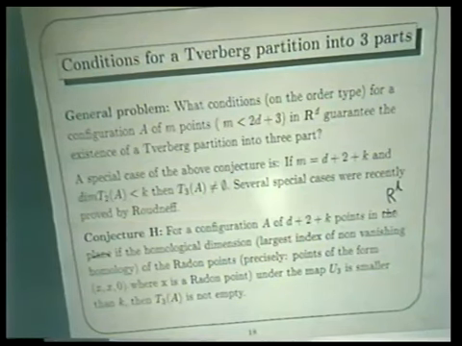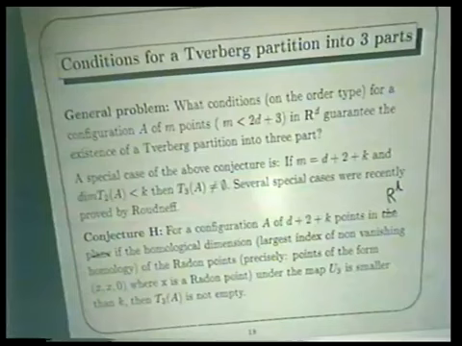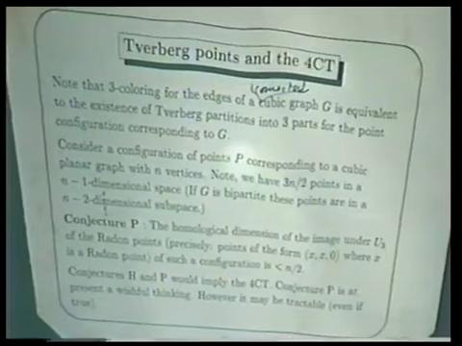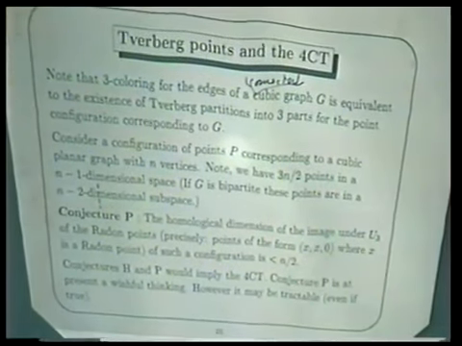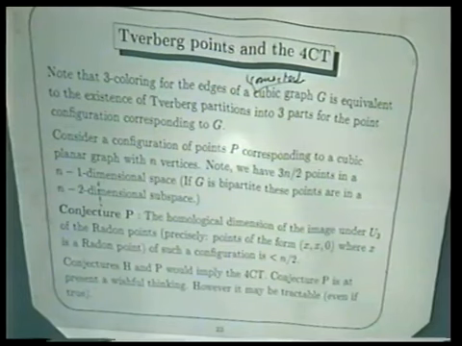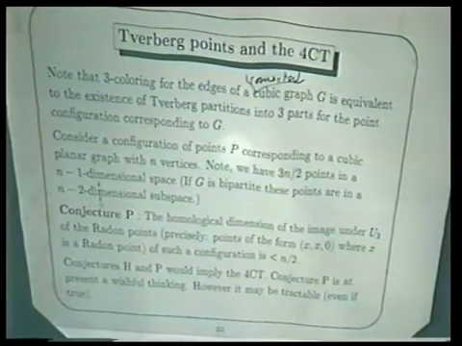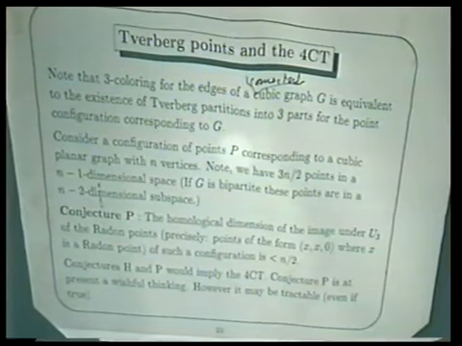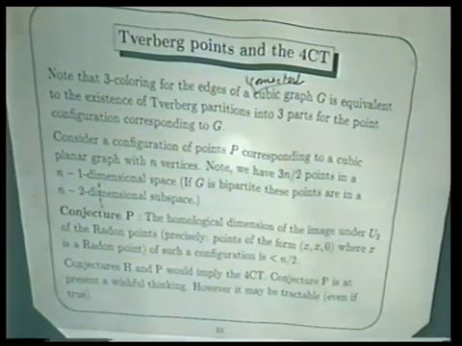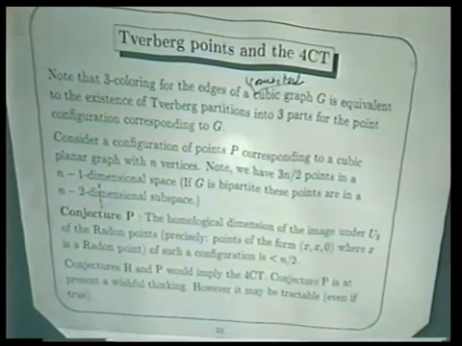So my conjecture that I suggest to you here: suppose you have a configuration of points corresponding to a cubic planar graph, and this is 3n/2 points in an (n-1)-dimensional space, unless the graph is bipartite, forget about this case. Then what we expect is that the dimension of the Radon points is n/2. Or a similar dimension, the homological dimension in this conjecture is n/2. And the conjecture is that the homological dimension is 1 less. So, as I said, these 2 conjectures would imply the 4-color theorem.